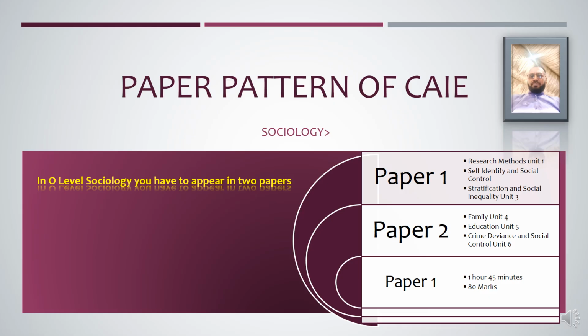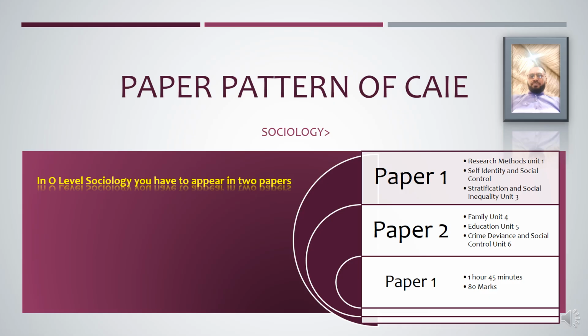Section B, question number two, is always from the second unit, that is self-identity and social control. Now, apart from that, section C, question number three of paper one, comes from stratification and social inequality that I told you. So, question number one is compulsory. Regarding question number two and question number three in paper one, you have to attempt one question out of the given choice of two.